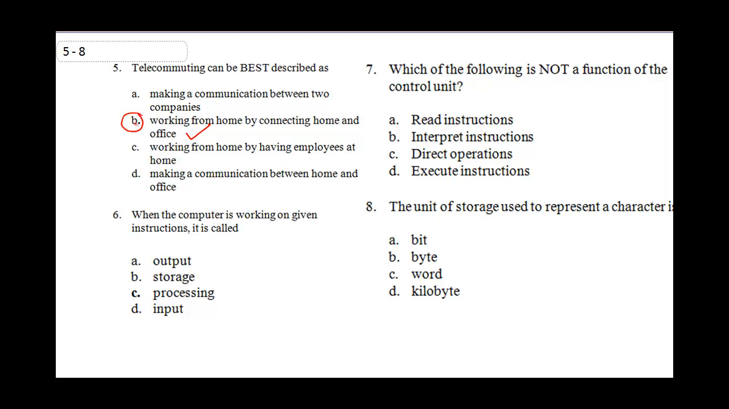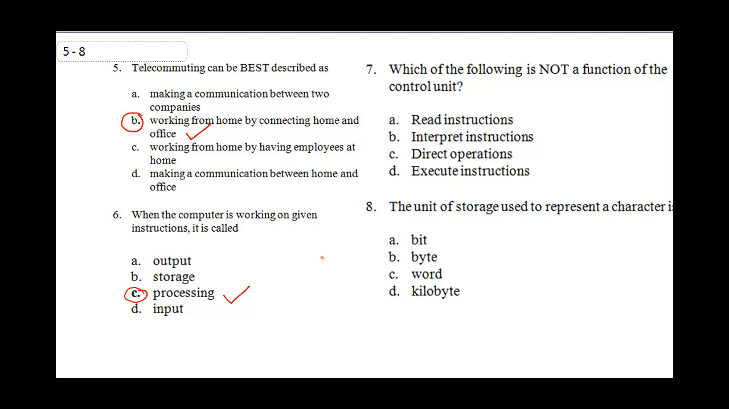Now, question 6 is, when the computer is working on given instructions, it's called what? Now, when a computer is actually performing certain instructions or currently undergoing some instructions, you call it processing. So the computer is processing the information. You could give the computer some data to actually work on, and it could sum up that data. So while it is summing up that data, it is actually processing the data.